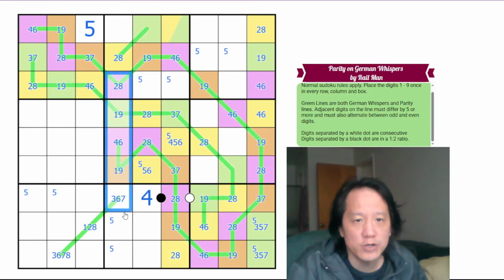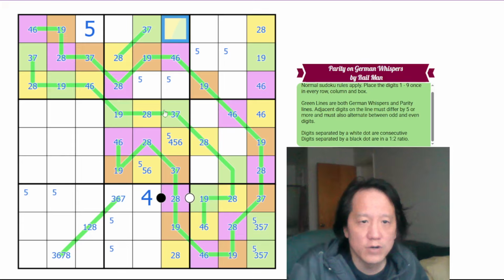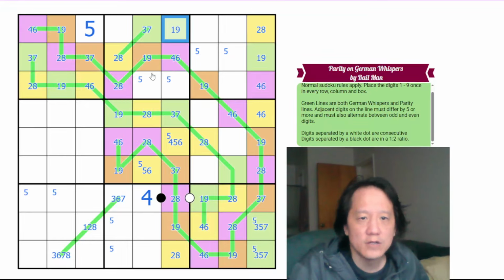Where is green 1, 9? Green 1, 9 in box 8 has to be one of these two. So it cannot be here. Therefore, this is green 3, 7. Well, where's green 1, 9 then in column 6? It cannot be here. It has to be here. So this is not yellow. That's green 1, 9. Yellow 4, 6 cannot be here. So this must be yellow 4, 6 here.